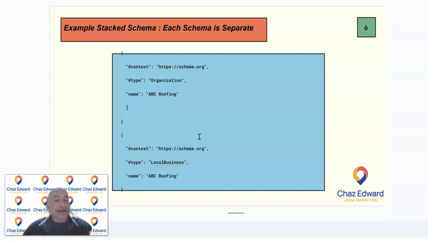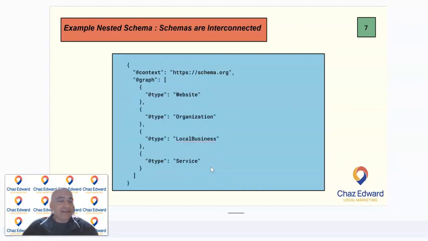This is stacked schema. It's less effective for SEO because it does not explicitly link these entities together. This is an organization entity, and it also is a separate local business entity. Understand, these are two separate entities now. They're not explicitly linked. Now, when we looked at a nested schema, there is one context. It's one entity, all interlinked together. This is how you feed rich data to Google in a structured manner and really create an interconnected relationship between all the details about the business.